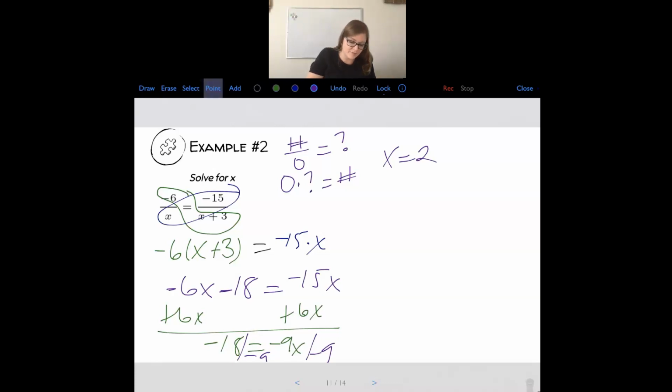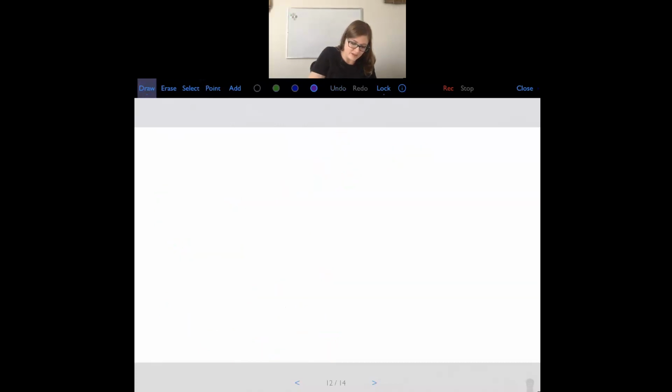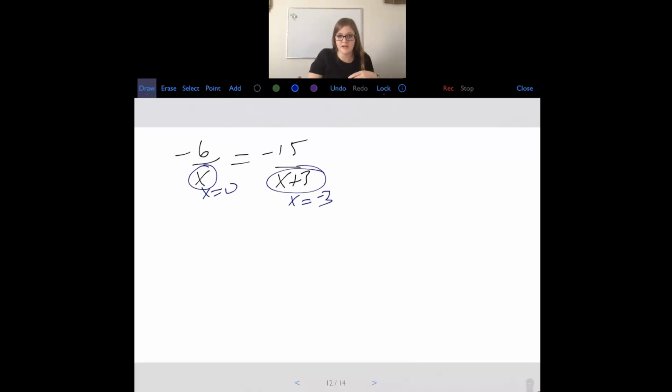Let me go to the next slide. So I'm going to rewrite the problem. This one would be 0 if x equals 0, and this would be 0 if x were negative 3. So as long as you don't get 0 or negative 3, you've got an answer. So we got x is equal to 2. One thing you can do too is just check. If I plug 2 into this denominator, we're good. We didn't get 0. If I plug 2 into this denominator, we'd get 5, which is not 0, so we're good to go. So anytime we've got variables in the denominator, we need to be very, very careful that we're not going to divide by 0.